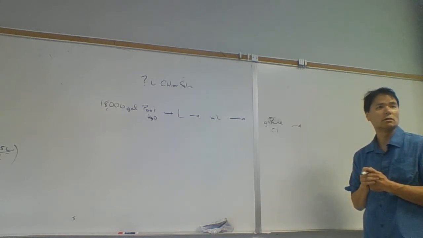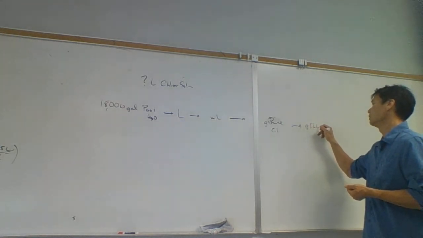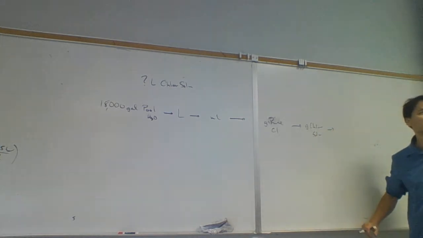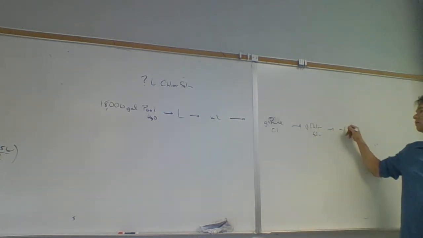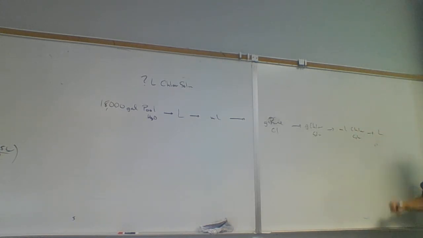Next, now we can go to grams of chlorinating solution. From grams of chlorinating solution, where can we go? To milliliters of chlorinating solution. And from milliliters of chlorinating solution, well, we can just go to liters of chlorinating solution. Then we're done. We could map it out like this, if we figure out all our conversion factors first.